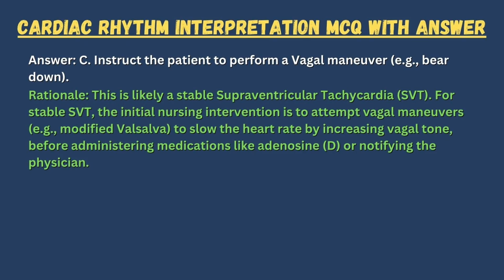Rationale. This is likely a stable supraventricular tachycardia, SVT. For stable SVT, the initial nursing intervention is to attempt vagal maneuvers, for example, modified Valsalva, to slow the heart rate by increasing vagal tone, before administering medications like adenosine, D, or notifying the physician.